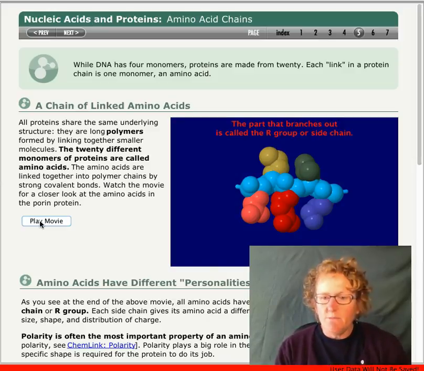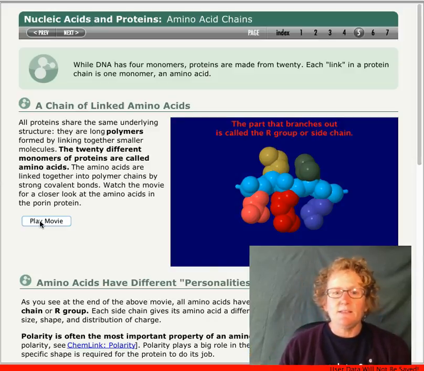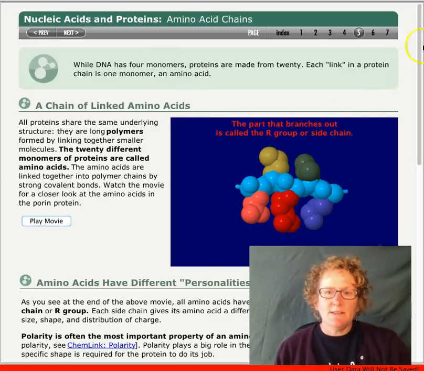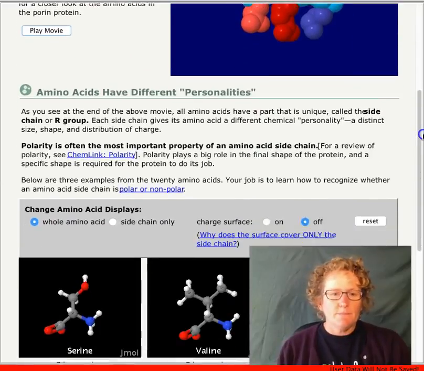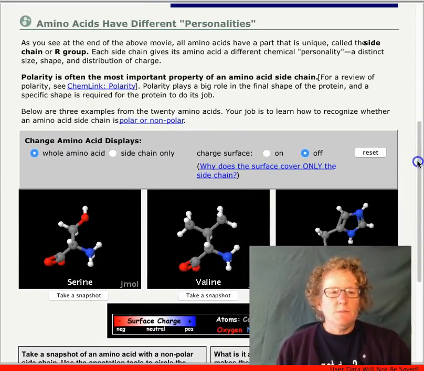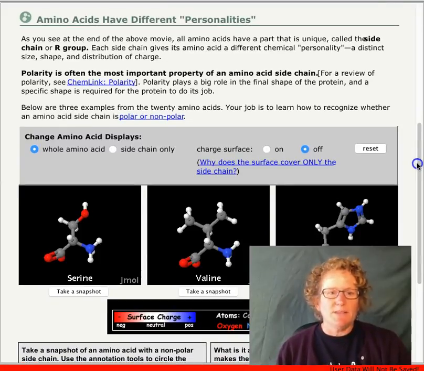And if you want to think of me, your science teacher, or one of the science teachers in the department is a little weird, kind of different, that's Miss R. And the R group, of course, is a little different. So amino acids have those different personalities, and that's because of their R group. That's the different part.